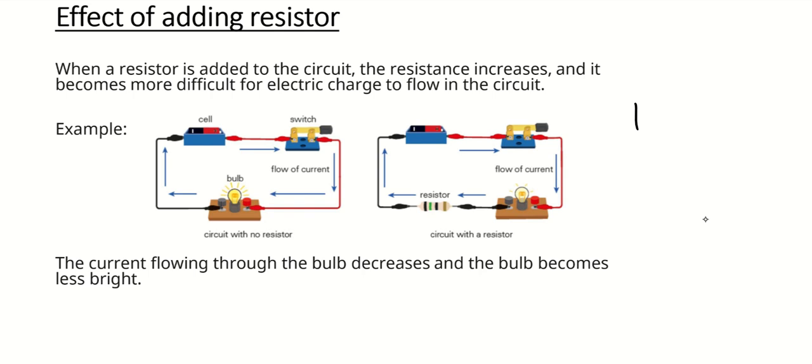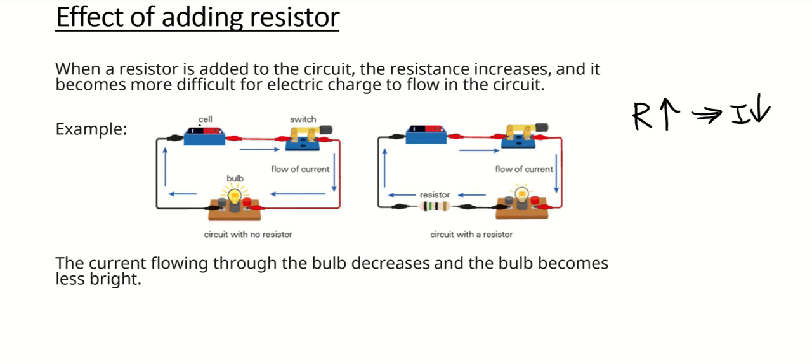So just now I talked about it. When R increases, what happens to the I? The I will decrease, and vice versa. So with more resistance, it is more difficult for the electric charge to flow, so we have less current. Okay, so we look at this example.